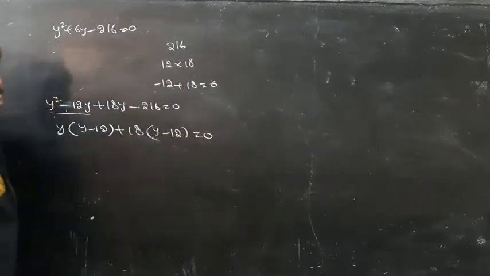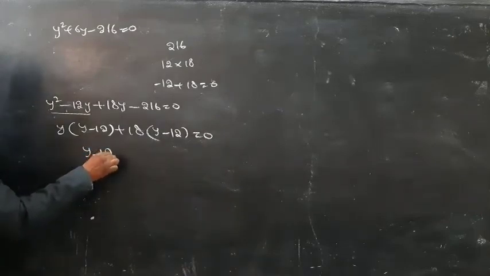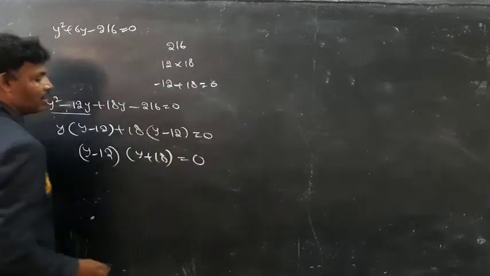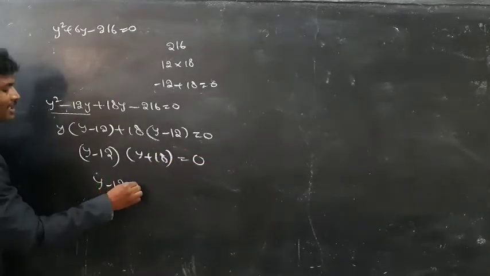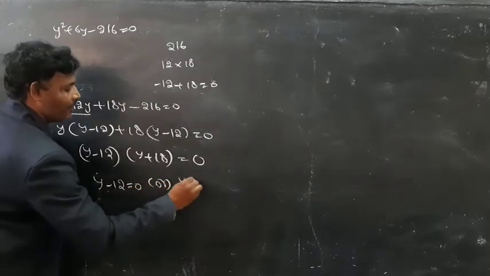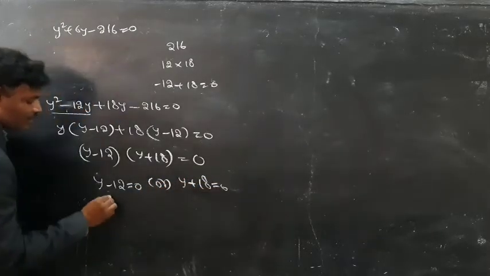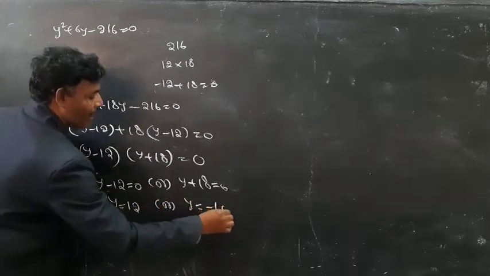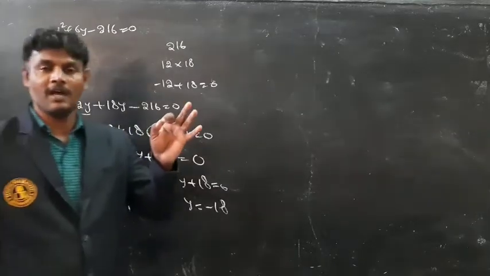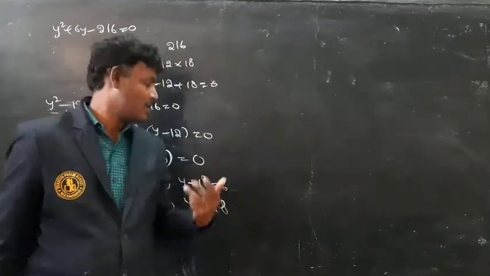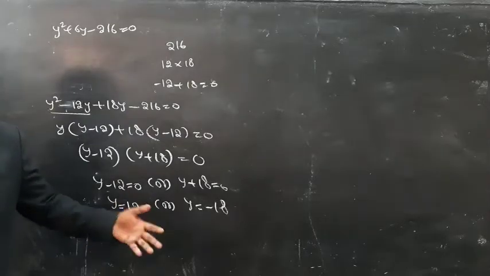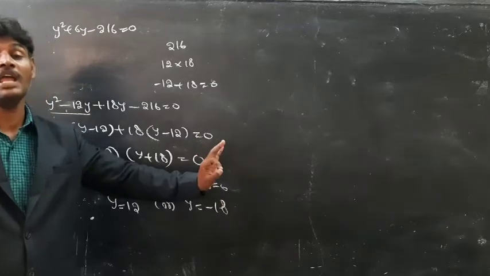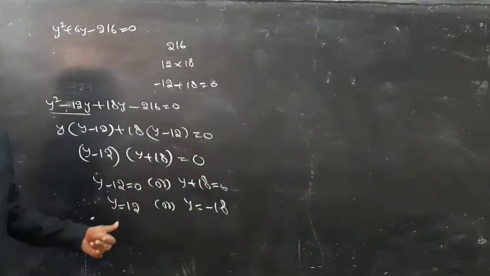Y minus 12. So once again y minus 12 is common, and the remaining is y plus 18. So y minus 12 is equal to 0 or y plus 18 is equal to 0. So y is equal to 12 or y is equal to minus 18. See here, the side of a square is never negative. So y is equal to 12 is the correct answer. Why? Because y is equal to minus 18 is not a side of the given square. So y is equal to 12.